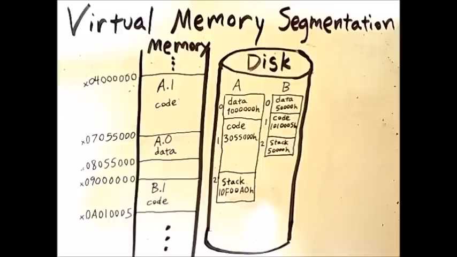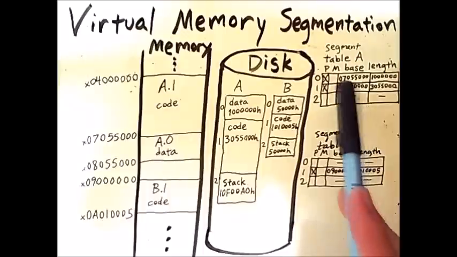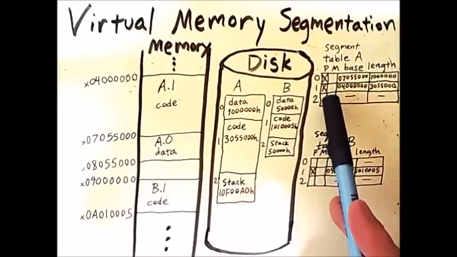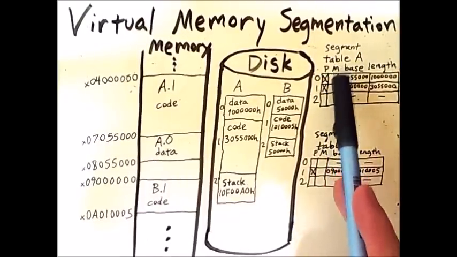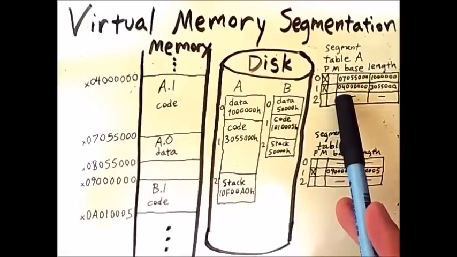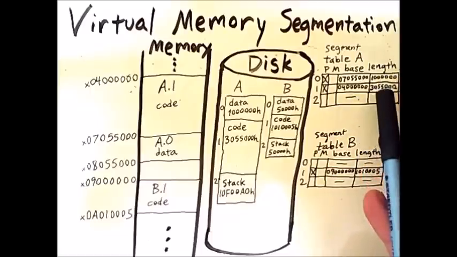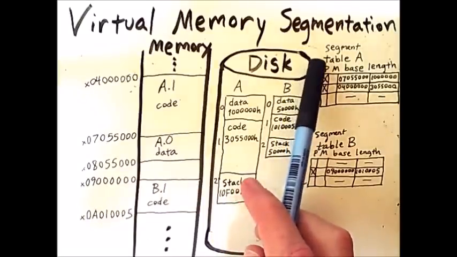Now, as with virtual memory paging, virtual memory segmentation tracks this information in a table, like so. The operating system maintains a segment table for each process. Every entry in the segment table has a present bit, indicating whether or not that segment is present in memory, a modify bit, M, indicating whether or not the segment has been modified since being read from disk into memory, a base physical address, where the segment begins in memory, and a length, which is the size of the segment in memory.